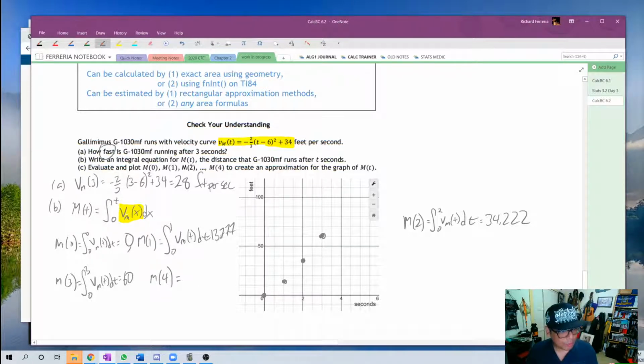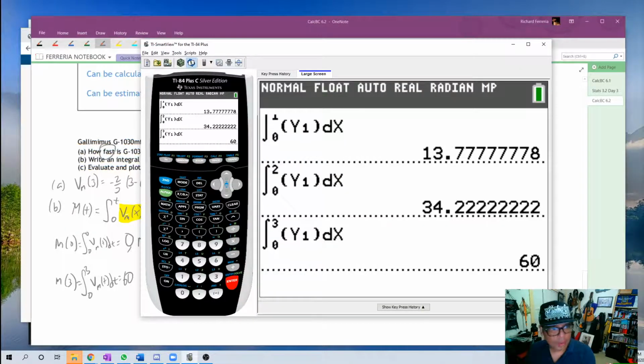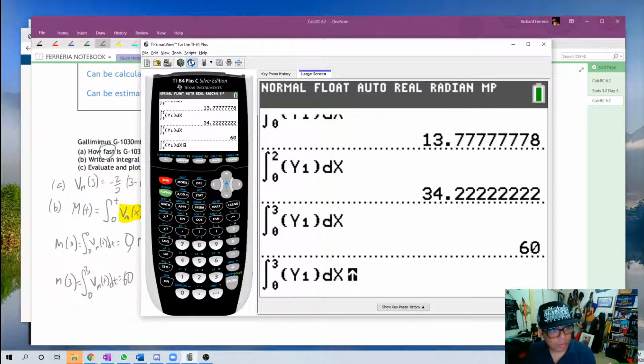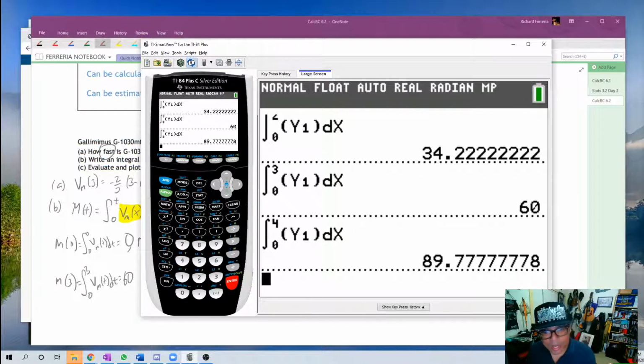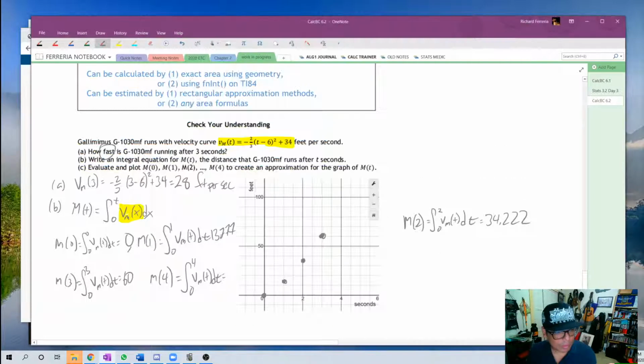t equals 4. That's going to be the integral from 0 to 4 of Vm(t) dt. And to the calculator, change that to a 4, and I'll be glad to be finished here. That's going to be 89.777, which is pretty much 90.